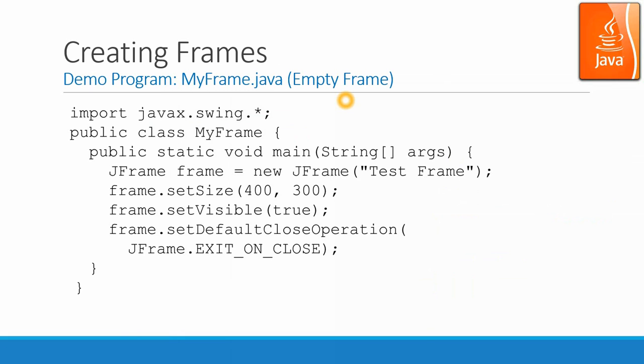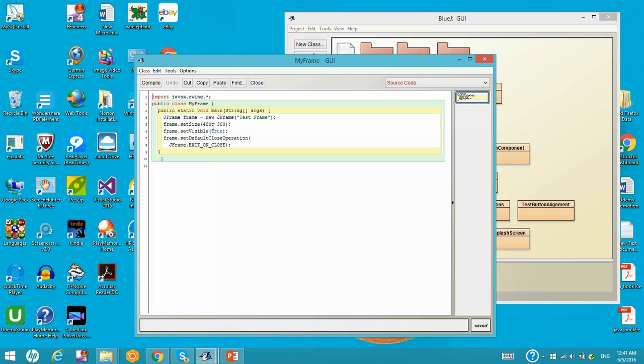Let's go to the BlueJ environment. Again, this one is a very simple program. Actually, it is like a tester program. You just create one JFrame and set the size 400, 300 as width and height. And then you set it to be visible to show it. And then you set the default close operation, that's the exit policy. So you will close the window when you click the exit button.